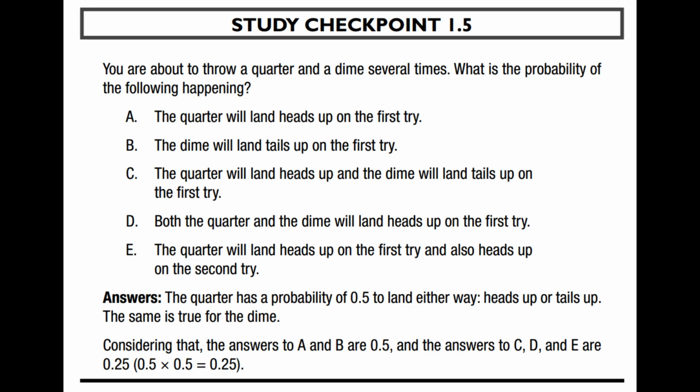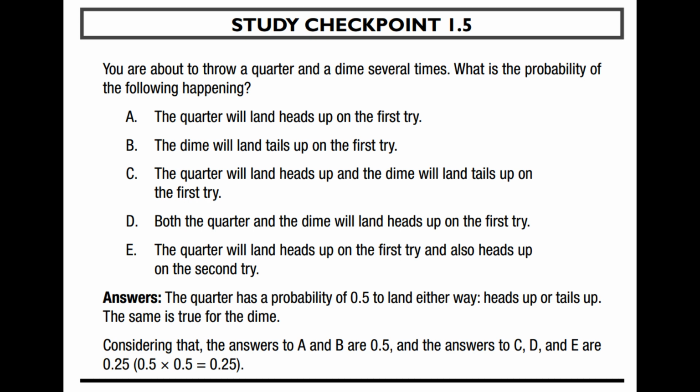Study Checkpoint 1.5. You are about to throw a quarter and a dime several times. What is the probability of the following happening? A. The quarter will land heads up on the first try. B. The dime will land tails up on the first try. C. The quarter will land heads up and the dime will land tails up on the first try. D. Both the quarter and the dime will land heads up on the first try. E. The quarter will land heads up on the first try and also heads up on the second try.